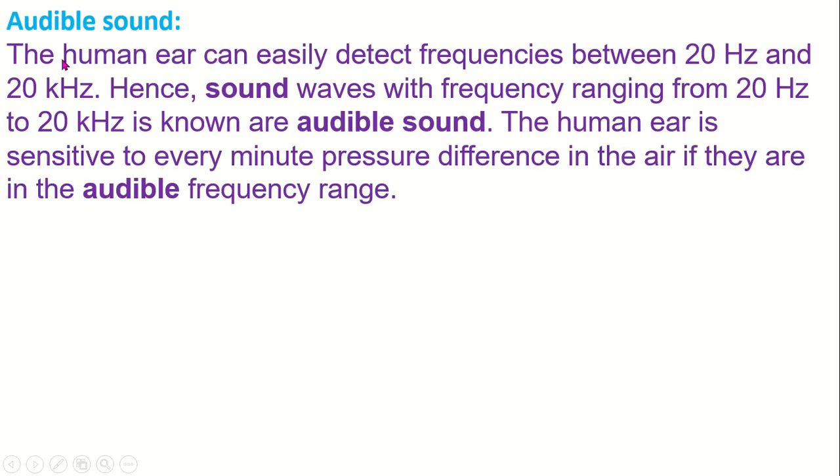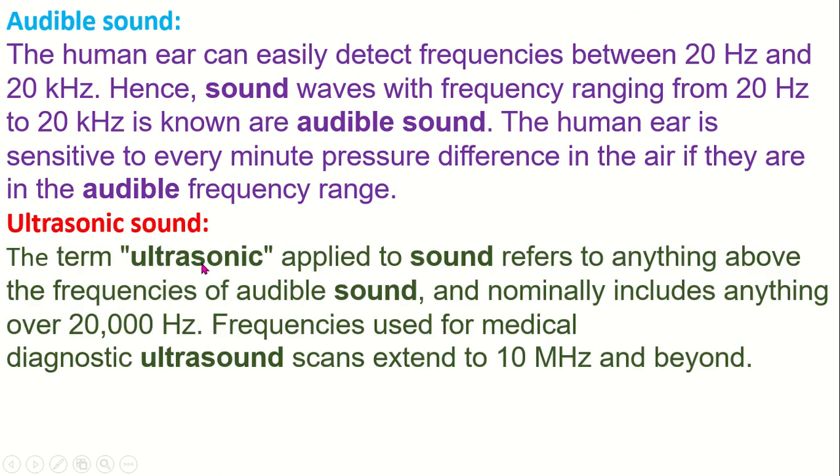Audible sound. The human ear can easily detect frequencies between 20 Hz and 20 kHz, that means 20,000 Hz. Hence, sound waves with frequency ranging from 20 Hz to 20 kHz are known as audible sound. Ultrasonic sound. The term ultrasonic applied to sound refers to anything above the frequency of audible sound, and nominally includes anything over 20,000 Hz. Frequencies used for medical diagnostic ultrasound can extend to 10 MHz and beyond.